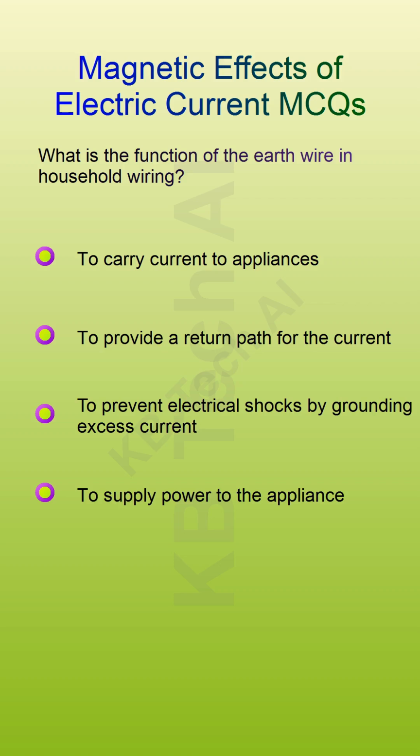What is the function of the earth wire in household wiring? Option 1, to carry current to appliances, option 2, to provide a return path for the current, option 3, to prevent electrical shocks by grounding excess current, option 4, to supply power to the appliance.